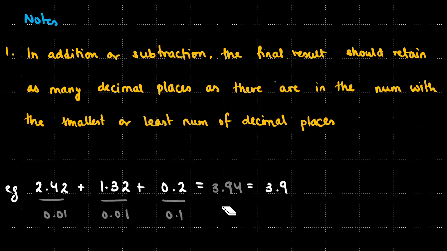That's why when you're doing calculations like this, you will only keep the digits which have the least number of decimal places. Okay, so that's the rule with addition and subtraction. I hope that was understandable.